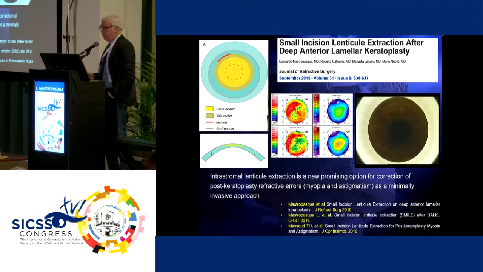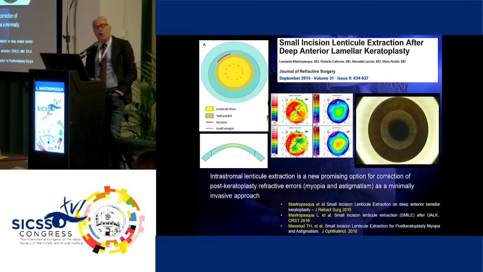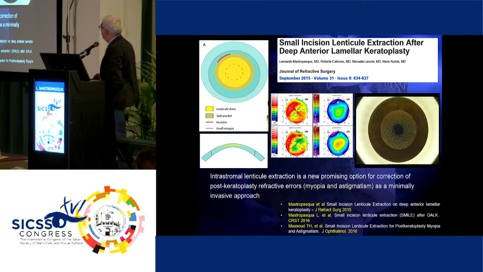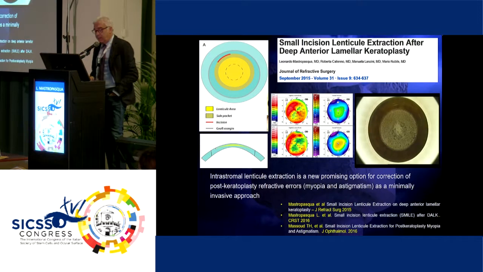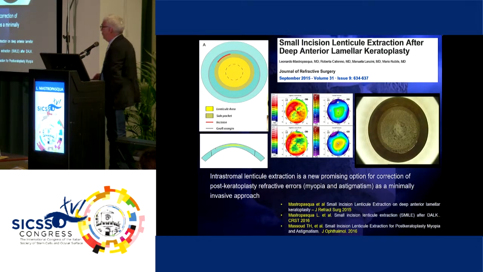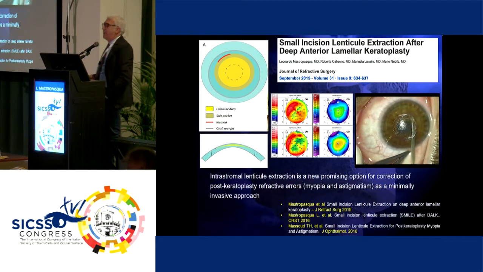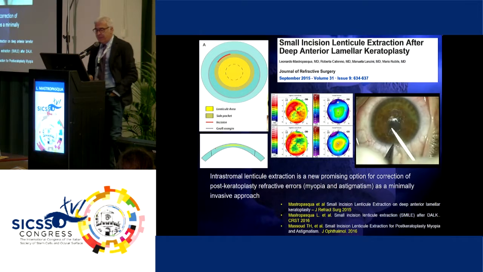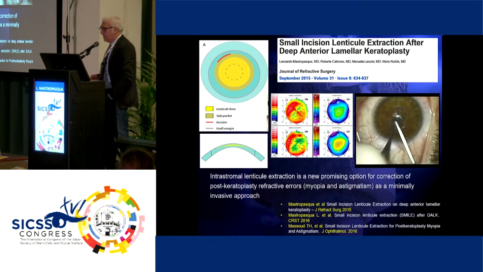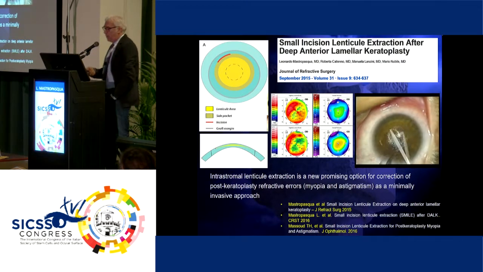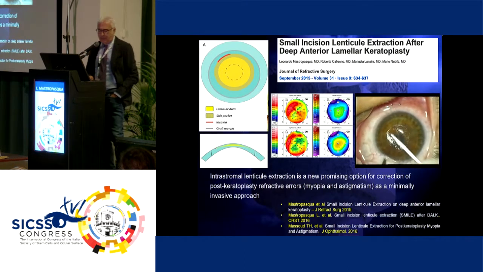And we know that today it's possible to apply this technique also in this situation, in a small incision lenticule extraction after deep anterior lamellar keratoplasty, particularly when we have a residual refractive error like myopia or astigmatism after DALK, as a minimally invasive approach. Here it's possible to remove up to 12 diopters of myopia and 5 diopters of astigmatism with this minimally invasive technique that is the SMILE that you know, which we published 3 years ago.